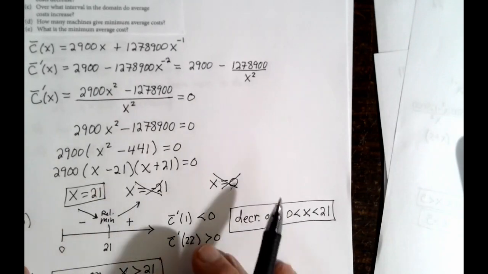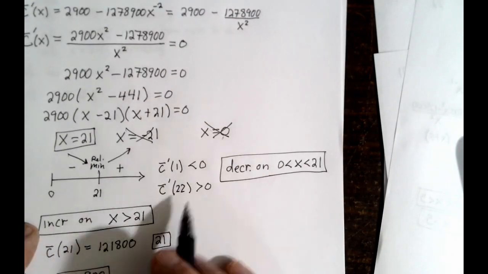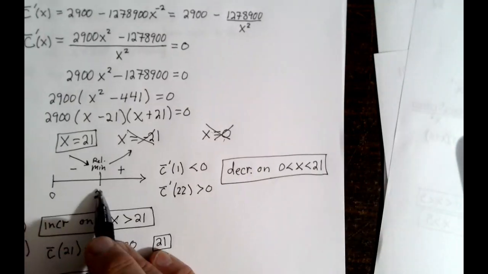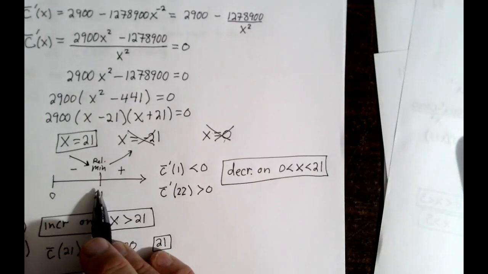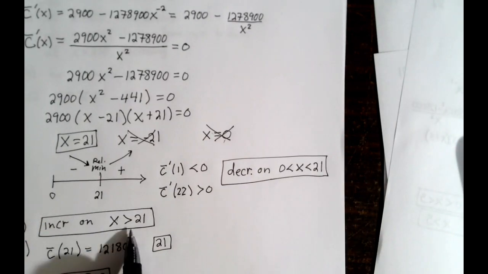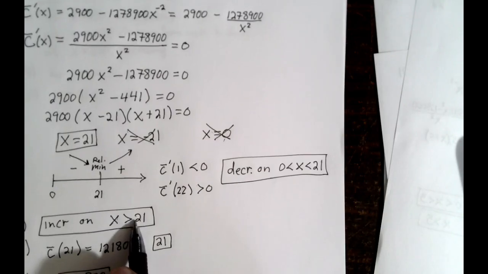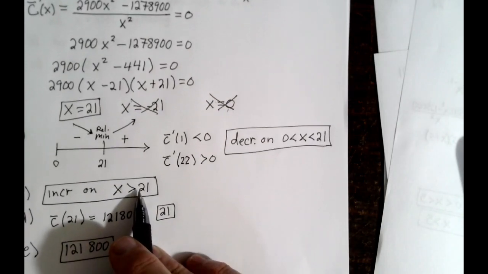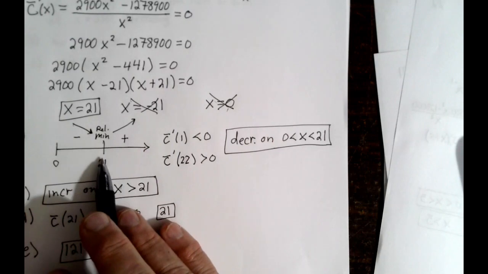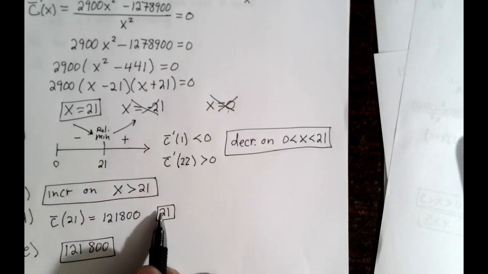B says over what interval are they decreasing? Well, they're decreasing from 0 to 21. Over what interval are they increasing? Well, they're increasing greater than 21. How many machines will give minimum average cost? Well, you get a relative min at 21, so 21 is your minimum number of machines.